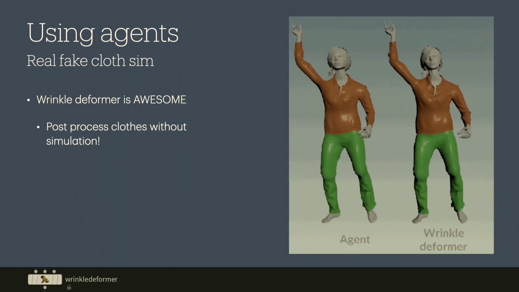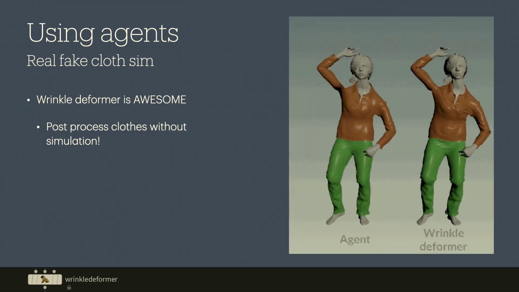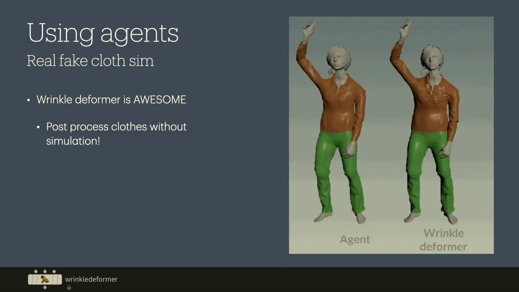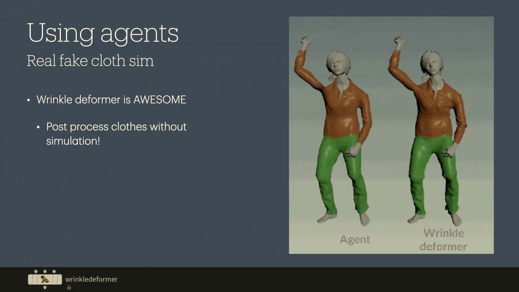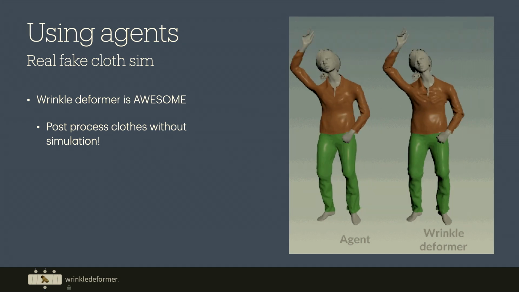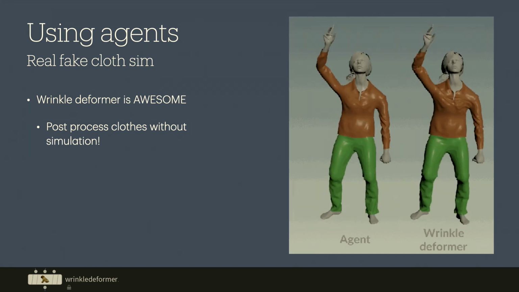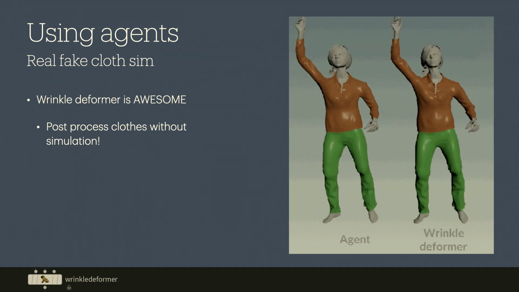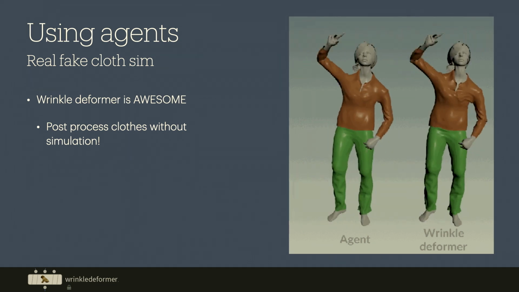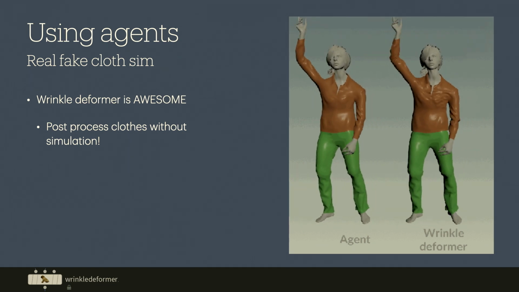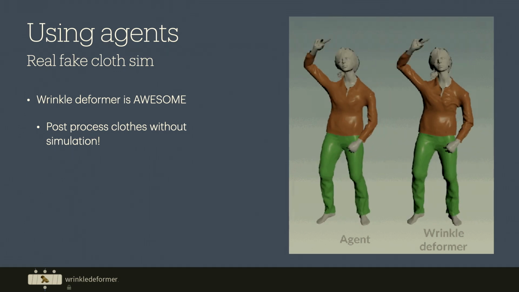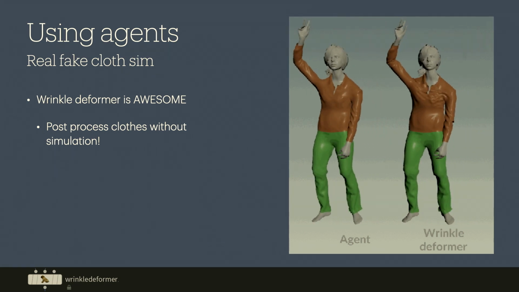Finally, faking cloth. If you can't afford a full cloth sim for your agents, and they're still reasonably close up, consider the wrinkle solver. It's awesome. You'll get some vaguely correct looking wrinkle deformations for very, very little cost. It's pretty impressive what that thing can do. I've upgraded my crowd setup to 20.5 just to take advantage of that thing.